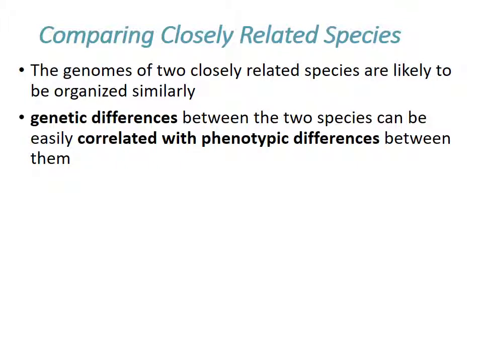So when we compare closely related species, we can assume that they'll be organized similarly, although we could be surprised sometimes. But if we look at genetic differences between two species, that can be correlated with the phenotypic differences between these two closely related species.